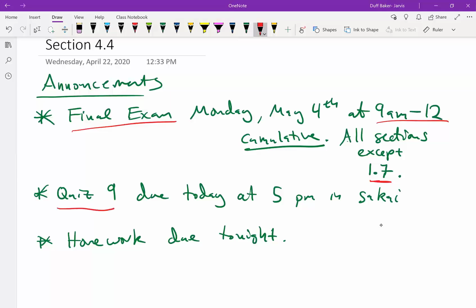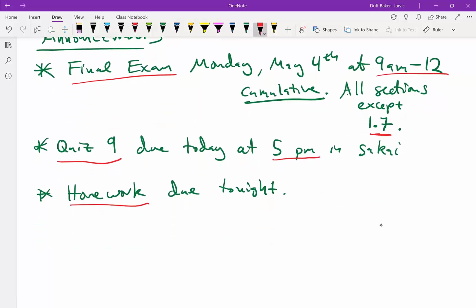Then you should have received an email about a half hour ago for quiz 9. That'll be due at 5 p.m. in Sakai, so make sure you get that done. And then we have our usual homework due tonight. Okay, there's only three more homeworks left, so you're getting down there. You can just stick it out a little bit longer.